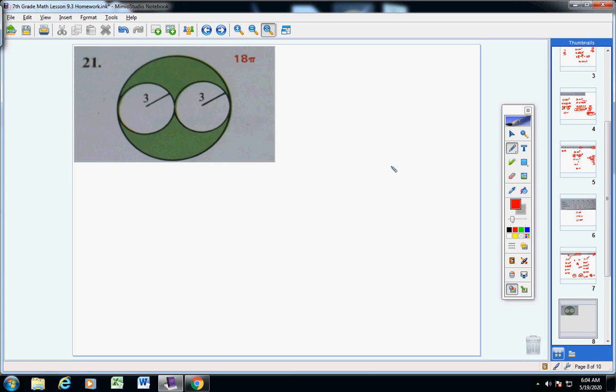Okay? Now, this really isn't too bad, guys. Think about it. If I find the area of this entire huge circle, like this, got it? Find the area of that whole big circle.